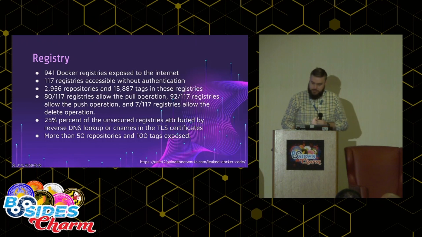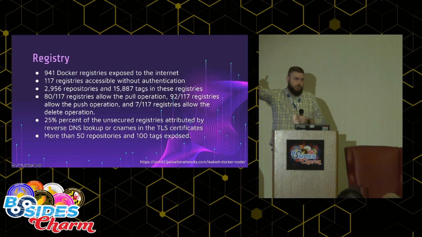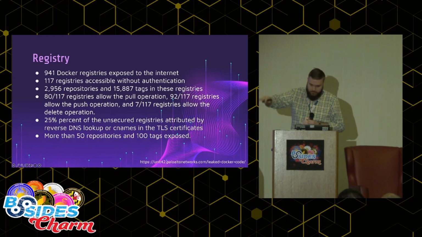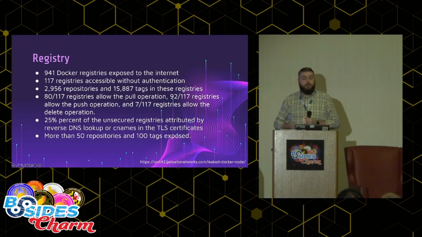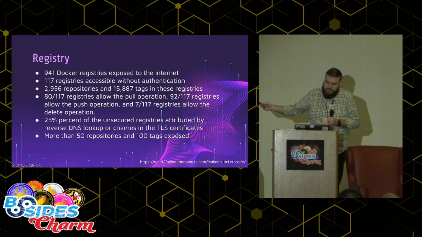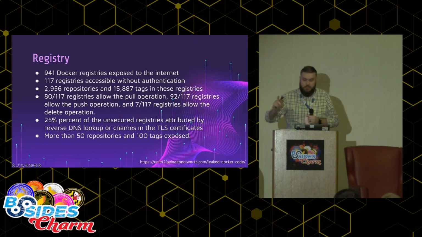92 registries allowed the push operation. 92 allowed people to inject their own containers into the supply chain with zero authentication. And 7 registries allowed the delete operation. I mean, denial of service. That's huge. Without looking into image content, we could attribute about 25% of the unsecured registries by reverse DNS lookup or CNAMEs in TLS certificates, meaning they just found this with public data. That's it. The owners of these registries range from research institutes, retailers, news media organizations, technology companies.